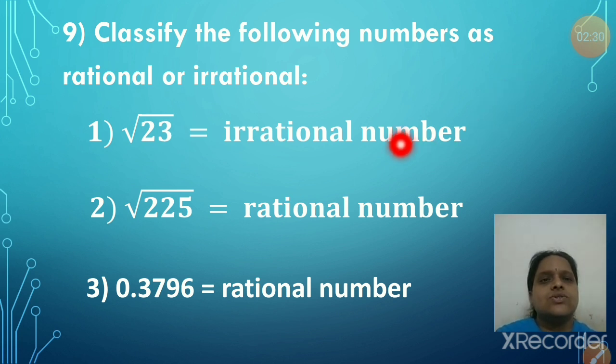Yes, root 23. 23 is not a perfect square number. Therefore, it is an irrational number. Yes, the next one is root 225. The square root of 225 is 15. Therefore, it is nothing but a rational number.